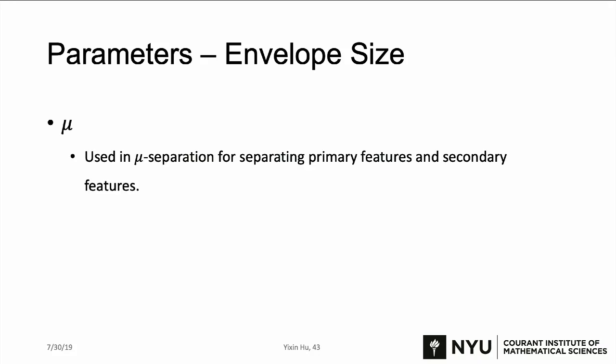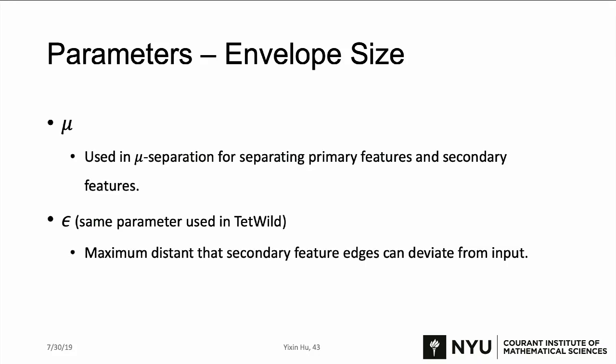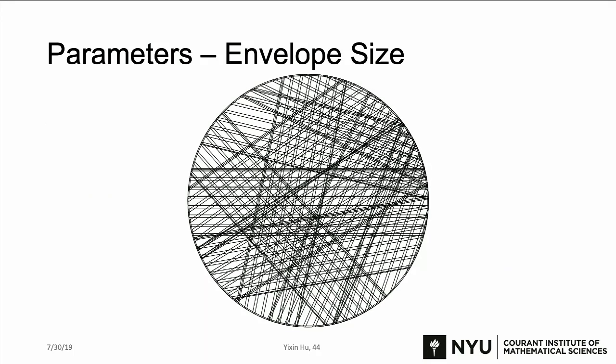The first 2 parameters are mu and epsilon. Mu is used in mu separation for separating primary features and secondary features. The epsilon is the maximum distance that secondary feature edges can deviate from the input. Now let me show you how mu and epsilon affect the output.